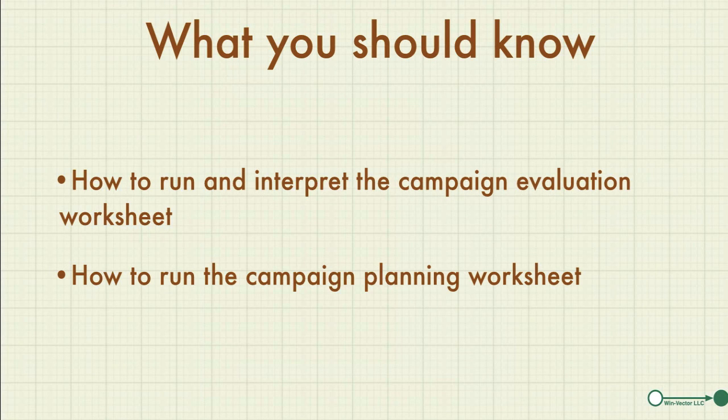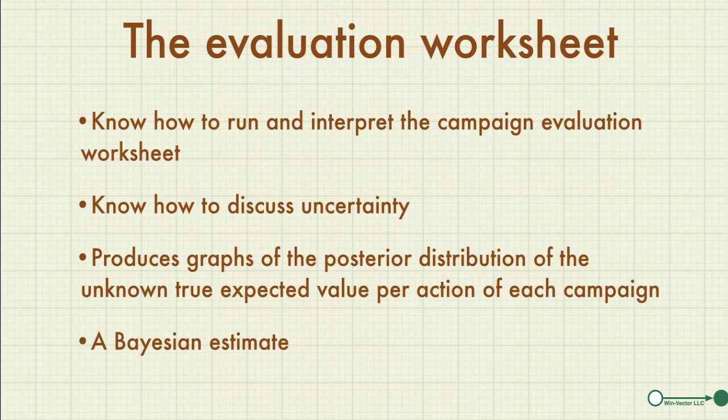What you should now know: how to run and interpret the campaign evaluation worksheet, and how to run the campaign planning worksheet. The evaluation worksheet gives you a tool to discuss uncertainty. It produces graphs of the posterior distribution of the unknown true expected value of your populations. So you can measure what happens in your sample, but that's not necessarily what was true about the population the sample was drawn from. However, the distributions estimate what possible values that true population may have as its value per action. This system is a Bayesian estimate.